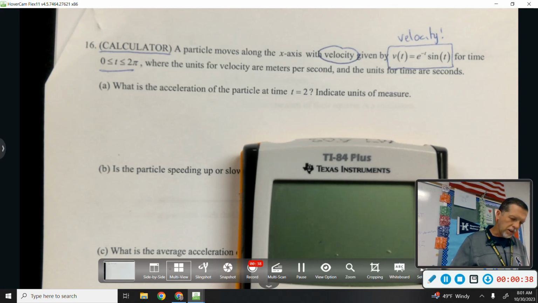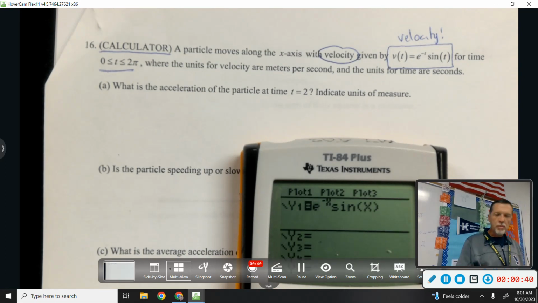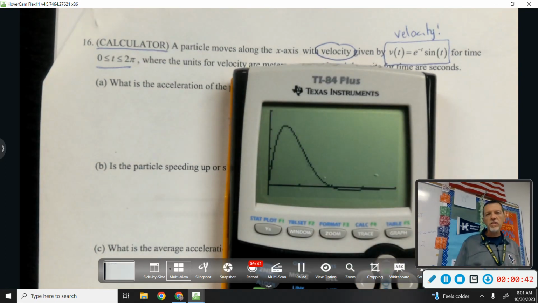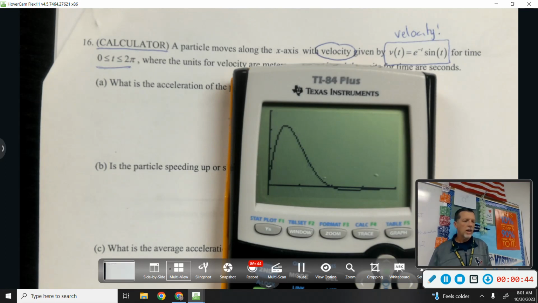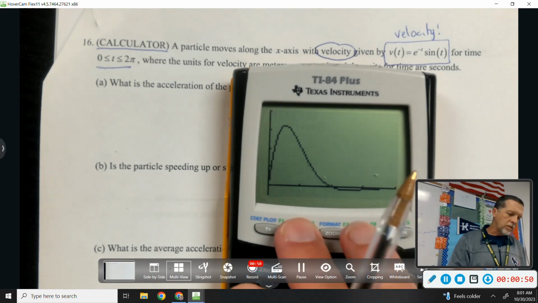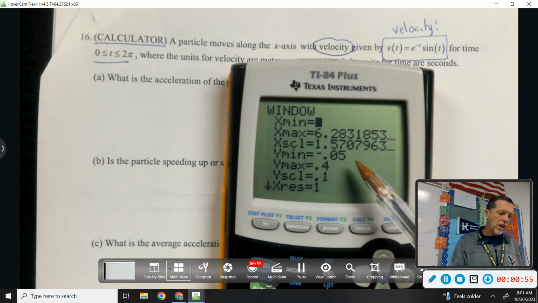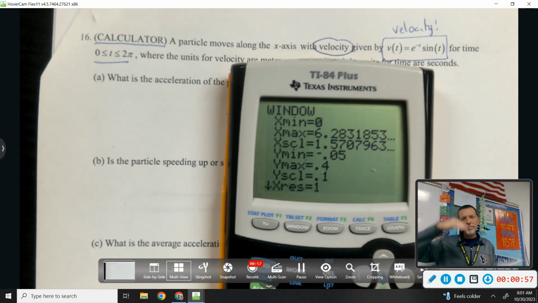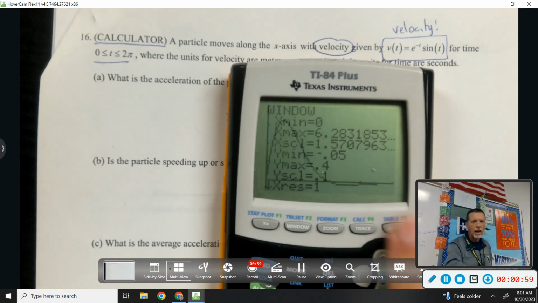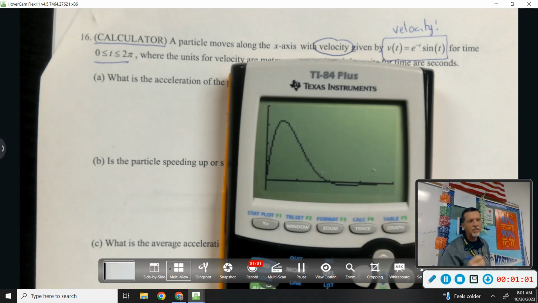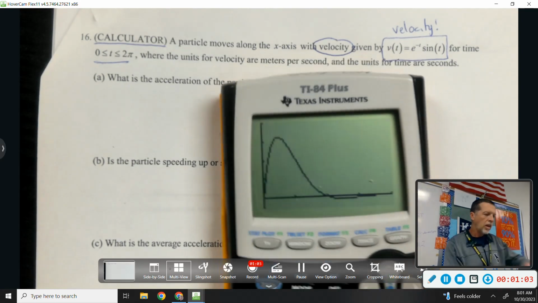Okay, so I already plugged this in, and I played with the window to get a picture that looks okay. If you do the standard window, you don't really see much, so you've got to play with the window until you see something good. X window is given, 0 to 2 pi. Y min and max, I was just playing around with until it looked like I saw everything I need to see.